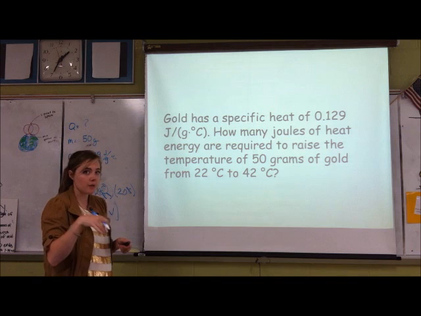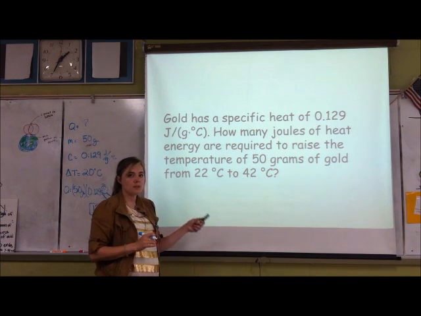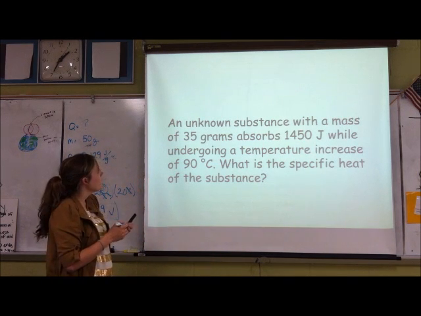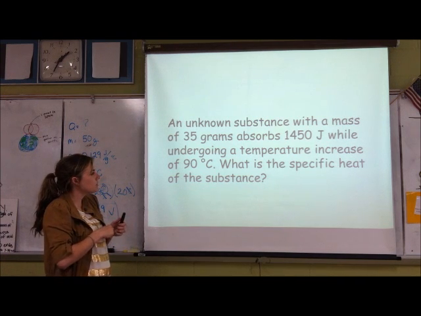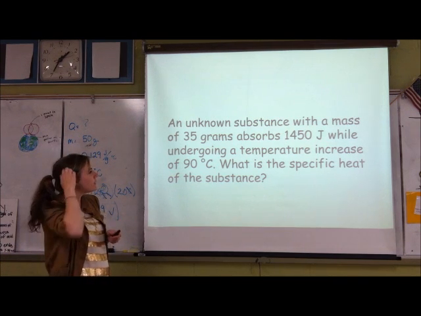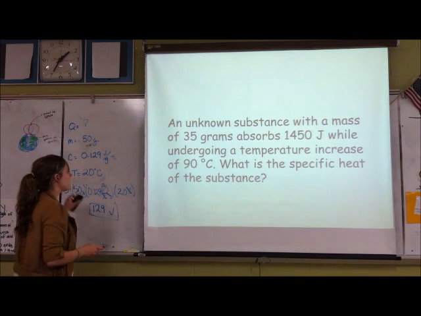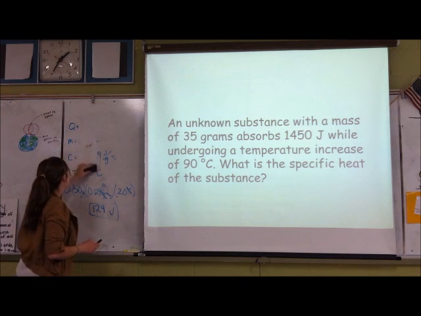Now that was the first problem that you had on your sheet. So let's go ahead and do the second problem as well. An unknown substance with a mass of 35 grams absorbs 1,450 joules while undergoing a temperature increase of 90 degrees Celsius. What is the specific heat of the substance?